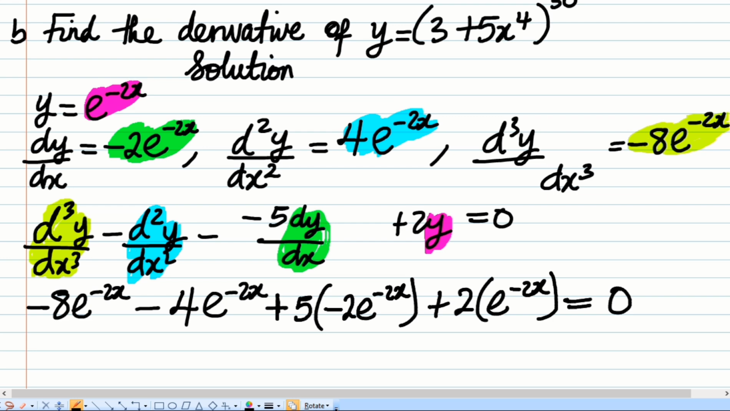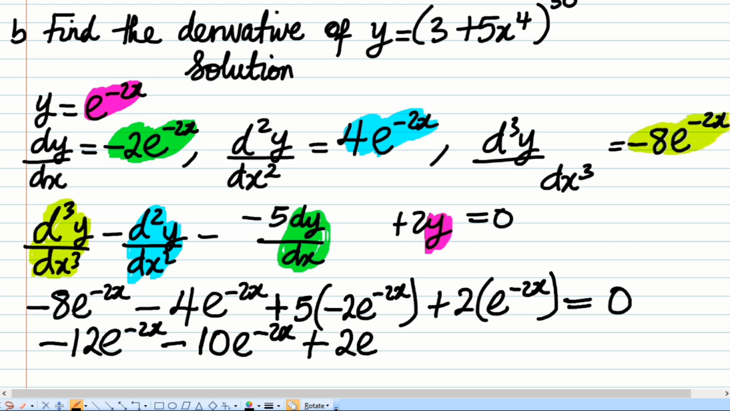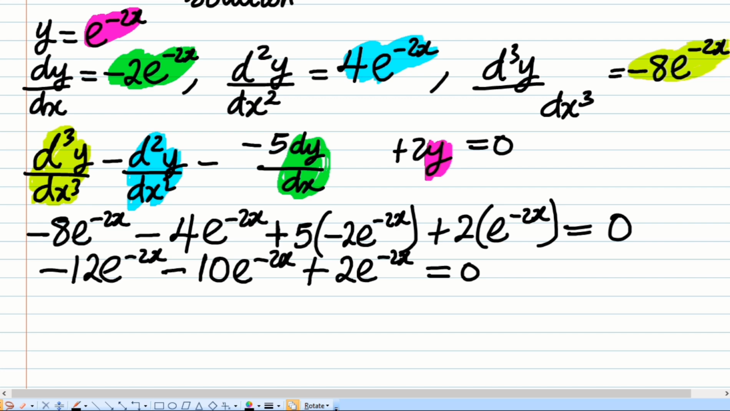So, okay. We have minus 8 exponential minus 2x minus 4. Minus 8 minus 4 should be minus 12 exponential minus 2x. Now this is plus 5 multiplying minus 2. So plus times minus is minus, and 5 times 2 is 10 exponential minus 2x. And then 2 times that, we have plus 2 exponential minus 2x. All right, we want to show that this is equal to 0. Okay, so you can clearly see that this will not be equal to 0.